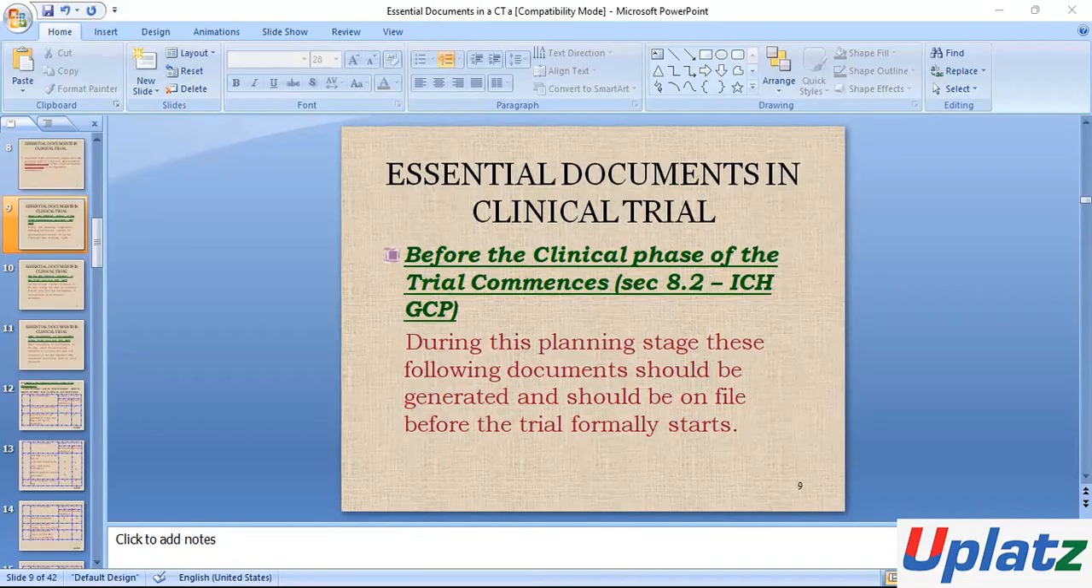And now, what is the timeline to keep these records? So, it is 2 years from the date of marketing application approval for the drug's indication, and it is 3 years after completion or closure of the protocol, or the retention period required by a specific funding agency.